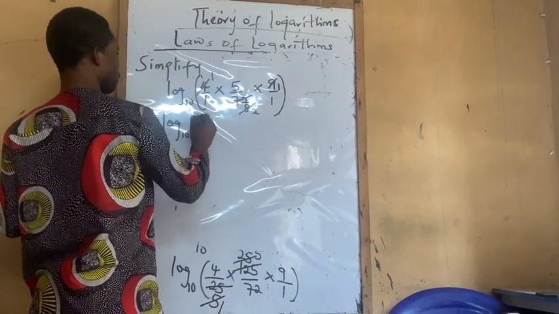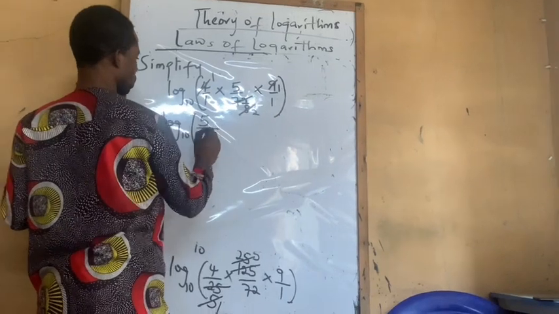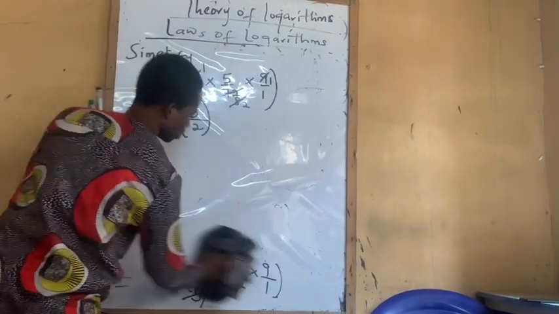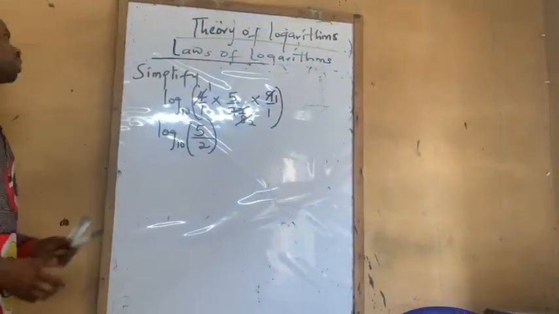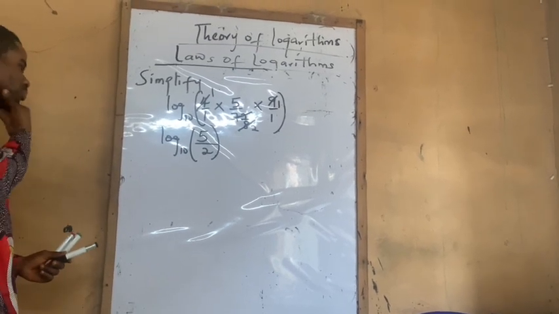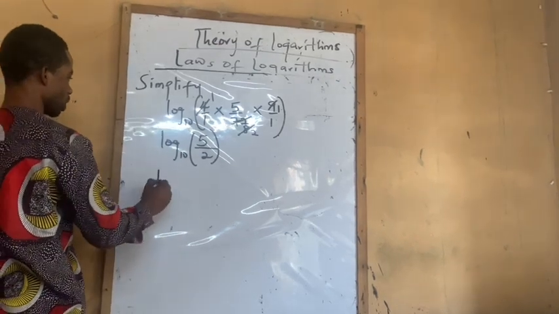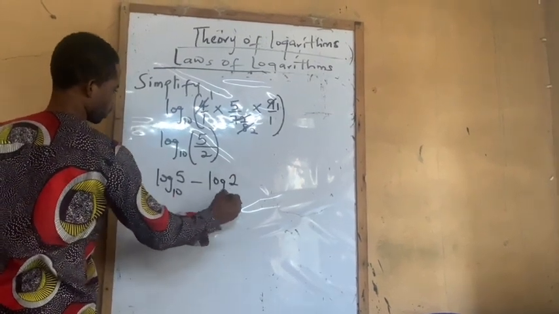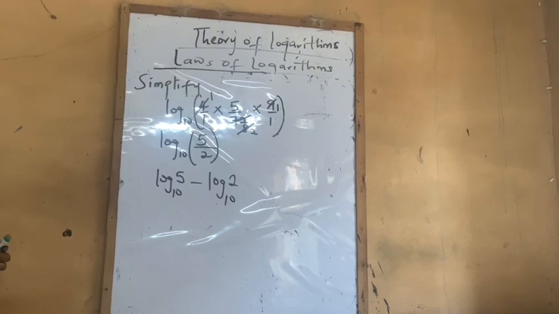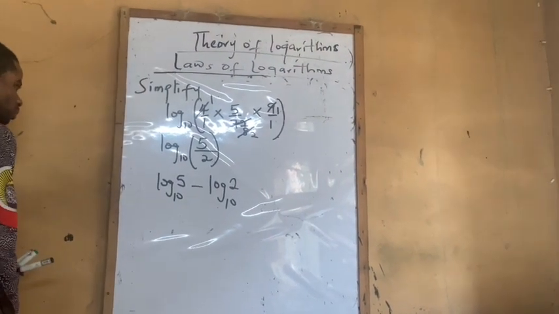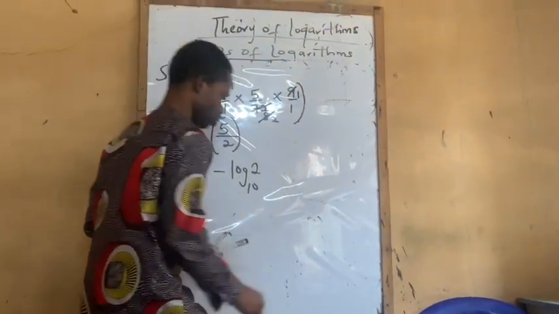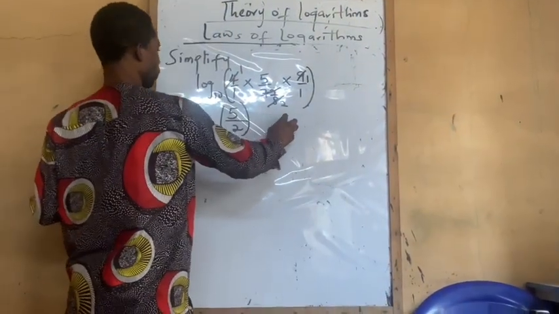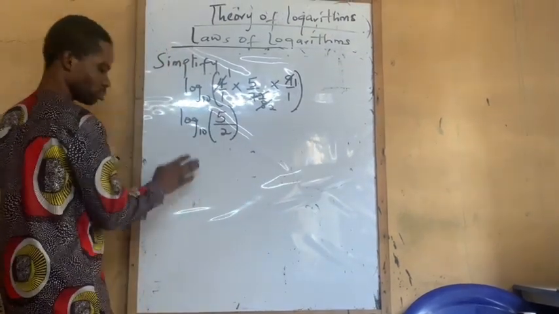That means 5, 1 times 5, 5, all over 1 times 2, 2 times 1, that is 2. So that means now that we are having this, log 5 over 2 base 10. Now, it's also the same thing as if I want to write log 5 base 10 minus log 2 base 10. It's actually the same thing. So that means I can say, if I say equals to x, 10 raised to the power x equals 5 over 2.